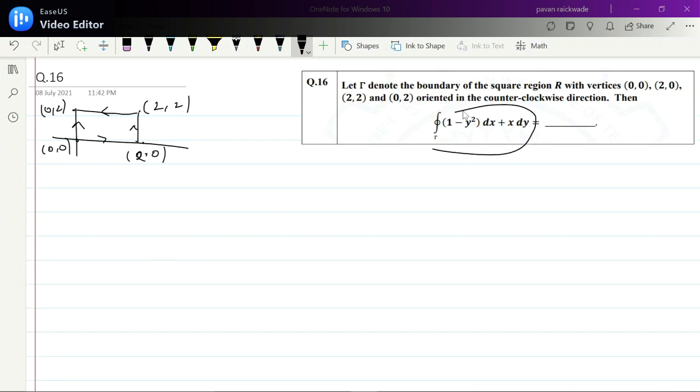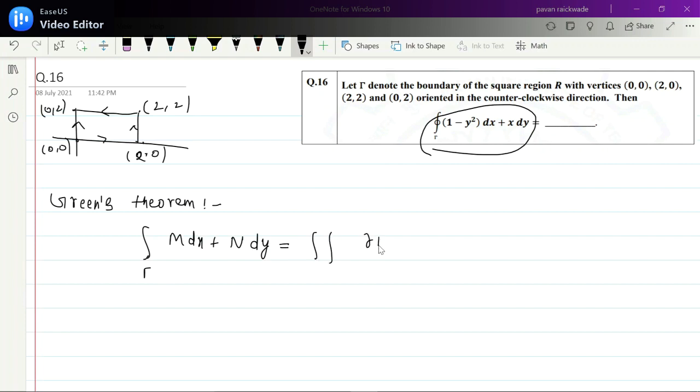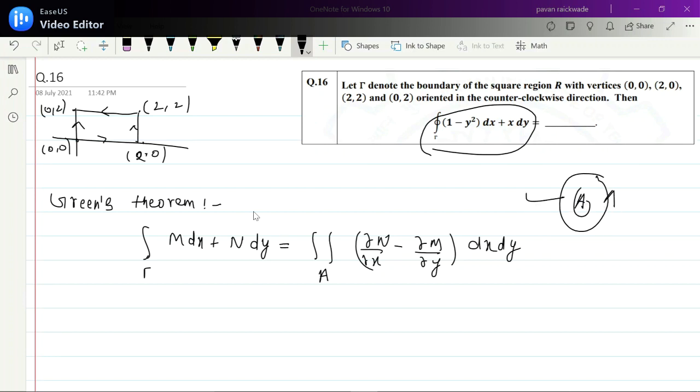Right, so we'll use Green's theorem here. Green's theorem converts the line integral over gamma of M dx plus N dy into the double integral of (∂N/∂x minus ∂M/∂y) dx dy over the region A. What is A? If gamma is this boundary, then A is the region enclosed by this boundary. But the condition here is that M and N must have continuous first order partial derivatives.